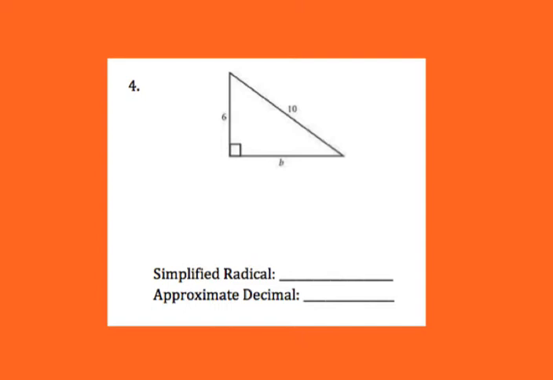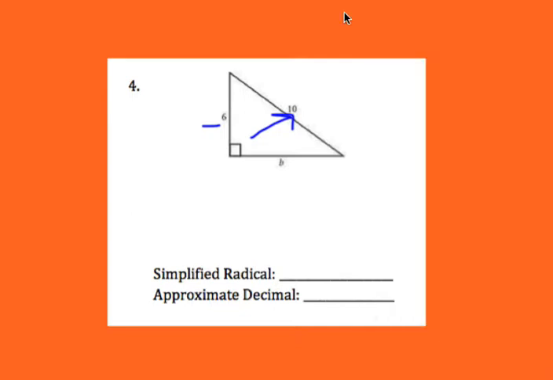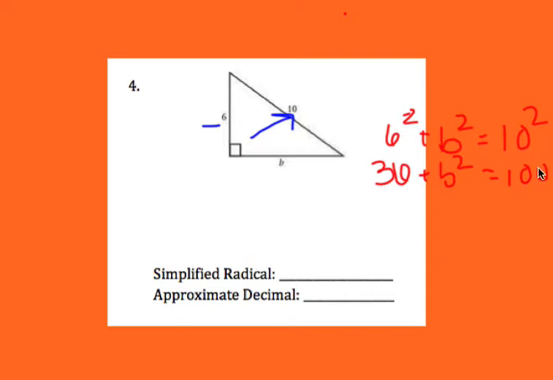So for number 4, we know one of our legs and we know the hypotenuse. Remember, the hypotenuse sits right across from that right angle. So what we can do now is calculate using the Pythagorean theorem. I'm going to have 6 squared plus b squared is equal to 10 squared. Well, 6 squared is 36, plus b squared is equal to 100. So I'm going to subtract 36 from both sides, and I get that b squared is equal to 64.